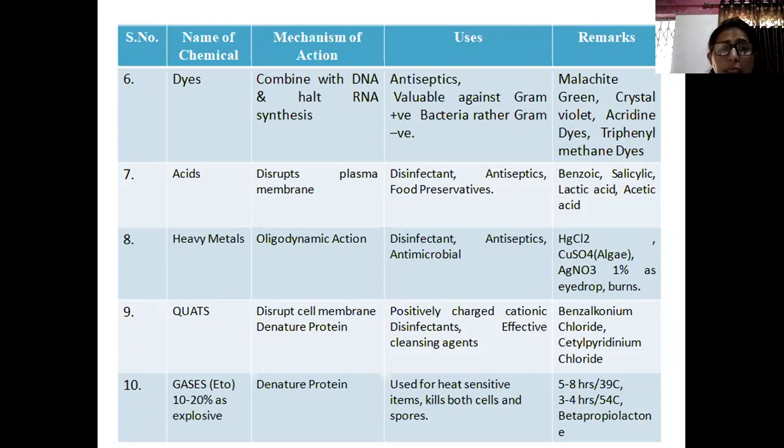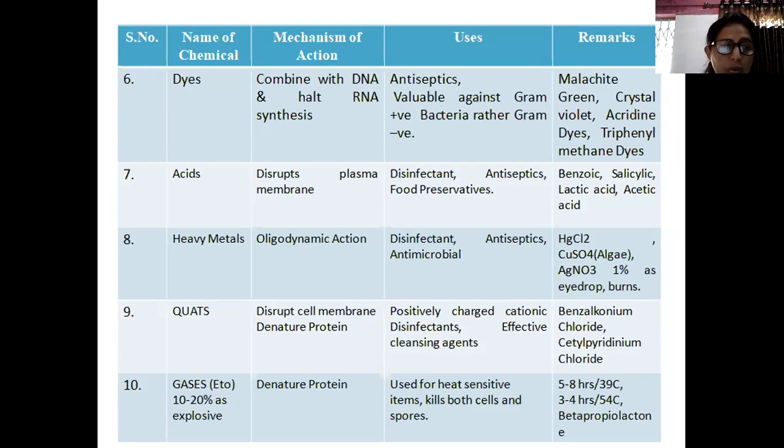Another important chemical class is the quats. What are these quats? Quats are the quaternary ammonium compounds. These are detergents, organic molecules that serve as wetting agents and emulsifiers. They are positively charged cationic disinfectants and are very effective cleansing agents. They disrupt the cell membrane and denature the protein. For example, benzalkonium chloride and cetylpyridinium chloride.